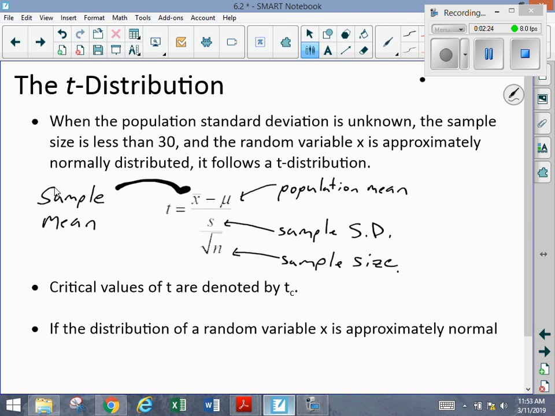For now, we're going to use that t distribution to find critical values of t, just like we found critical values of z using the inverse norm, or we could use the z table. We're going to find critical values of t using our degrees of freedom and our confidence level. And we'll get into that here in a minute.